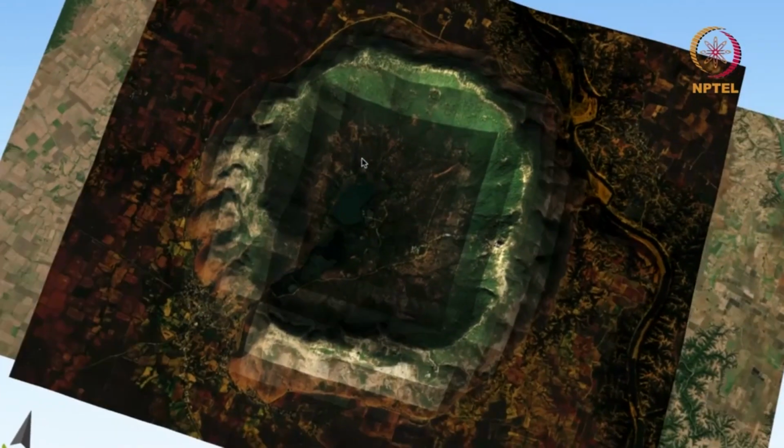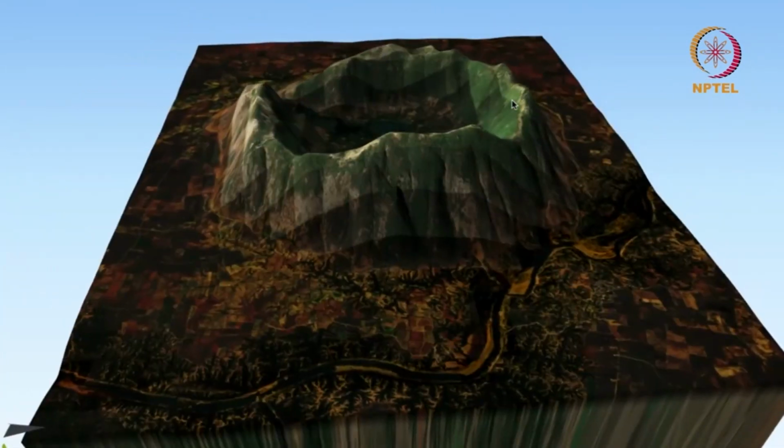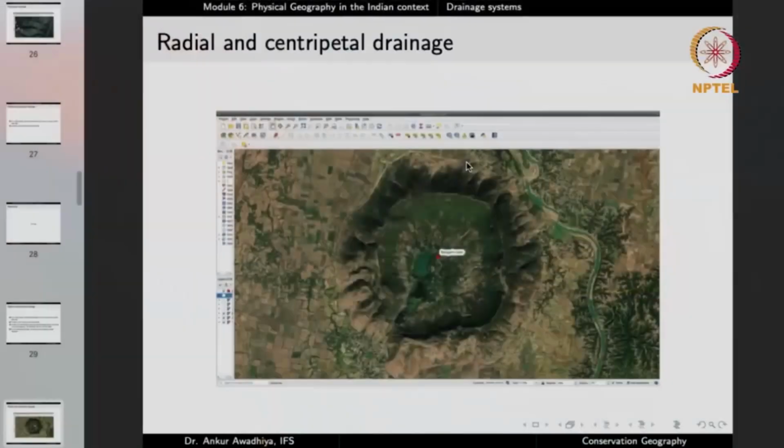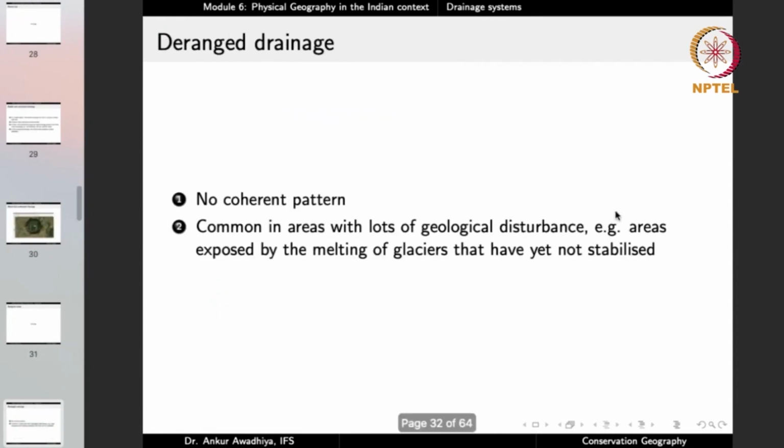Now in this case, if we consider this portion, if a drop of water falls here, it will move towards the center. Similarly, on this side, if a drop of water falls, it will move towards the center. So you have a common lowland, and all these streams are moving towards the center. So this is a centripetal drainage. So we can have radial drainage and we can have centripetal drainage.